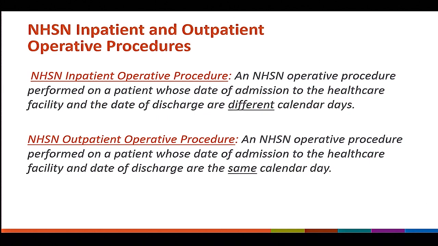An NHSN outpatient operative procedure is an operative procedure performed on a patient whose date of admission to the healthcare facility and date of discharge are the same day. The only change we made for 2018 is we removed some guidance about specific locations in the outpatient operative procedure definition. We just simplified it for you. When you're identifying procedures for SSI surveillance, make sure that whatever method you're using is capturing all your inpatient procedures. The patient's billing status may not agree with the NHSN definition. So for example, if you have a patient who's being billed for an outpatient hysterectomy, but they spend the night in an inpatient location, that meets the definition of an inpatient operative procedure for NHSN reporting purposes. So make sure that whatever method you're using to find your procedures is capturing all those inpatient procedures accurately.